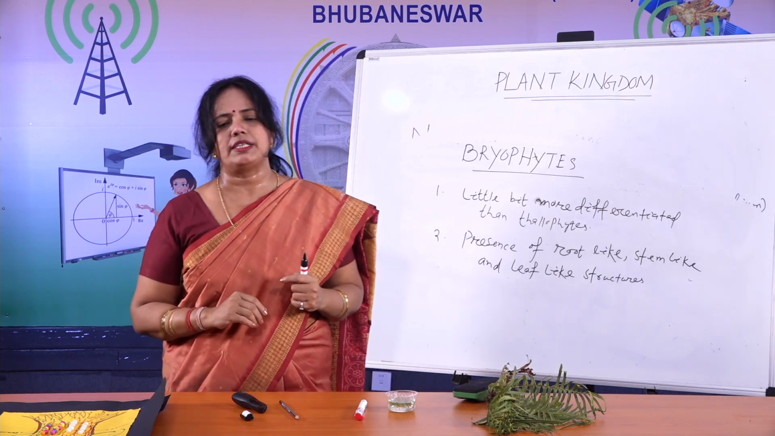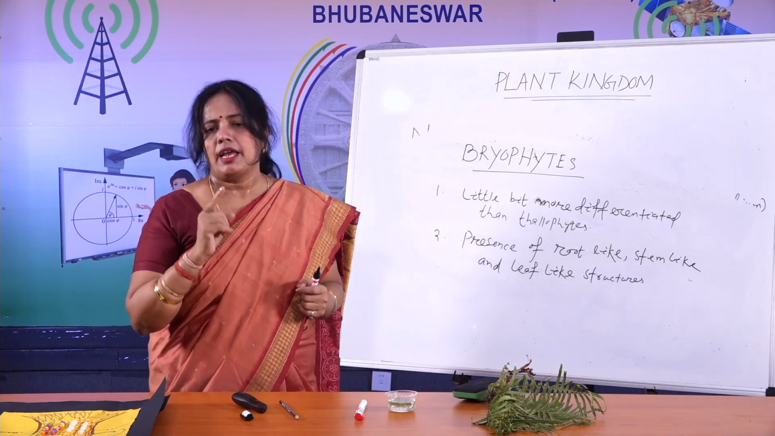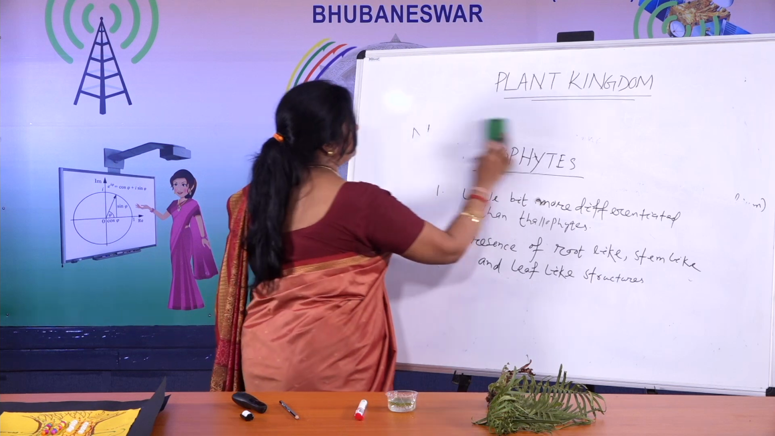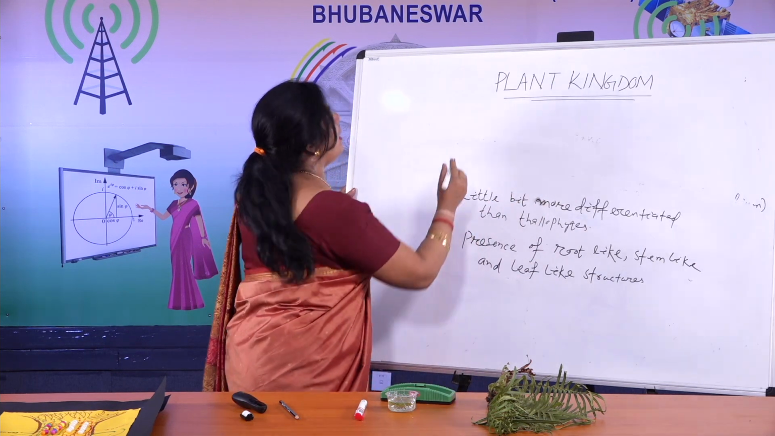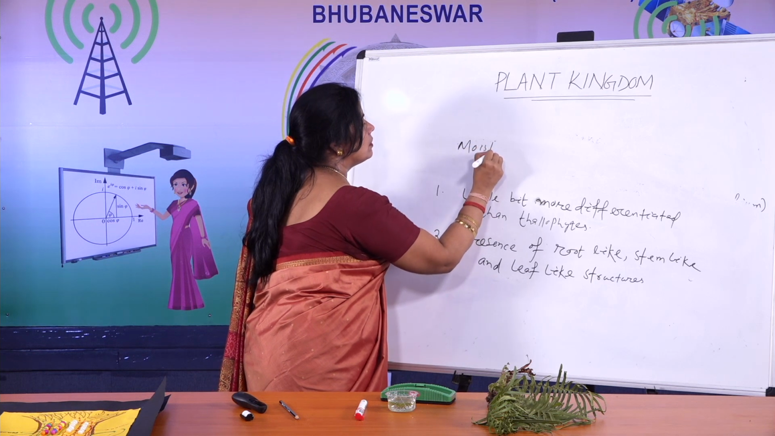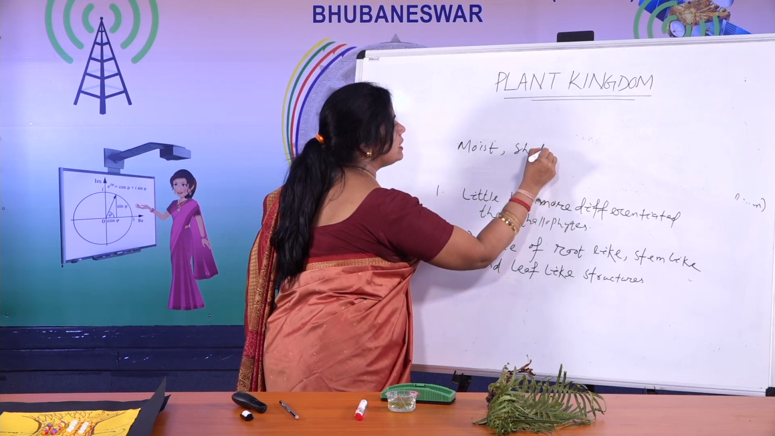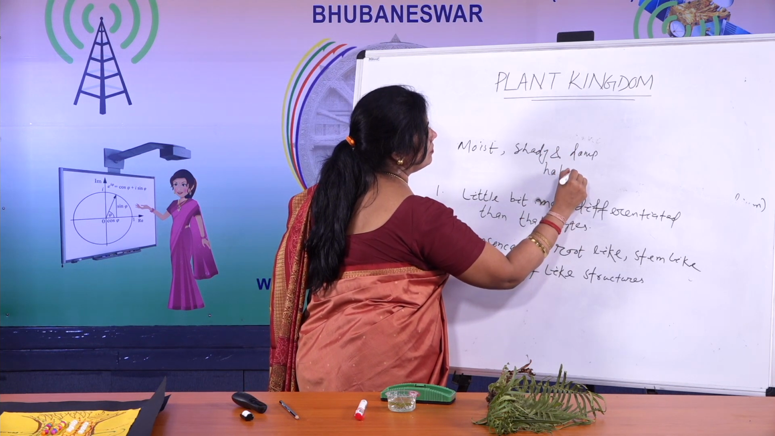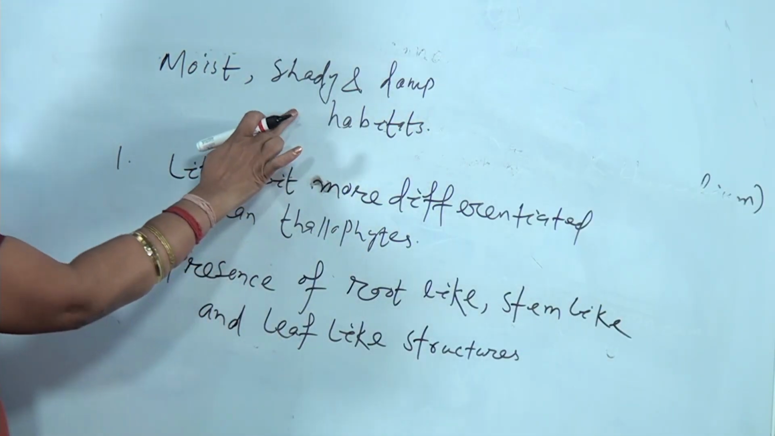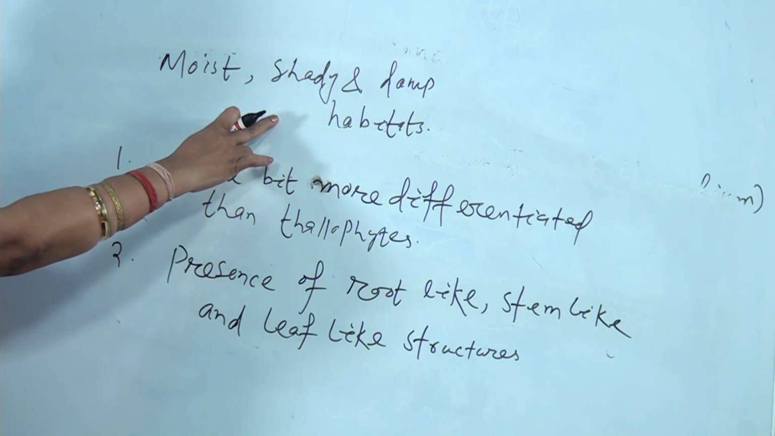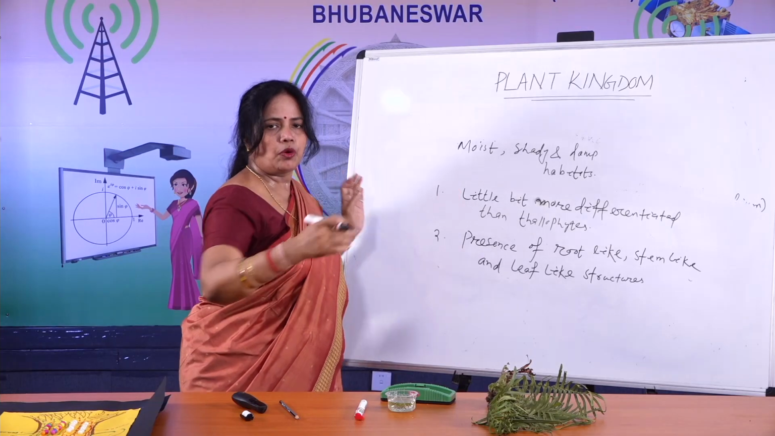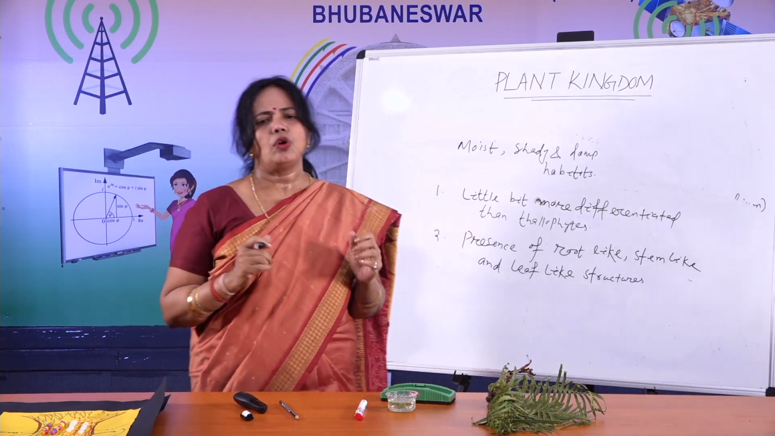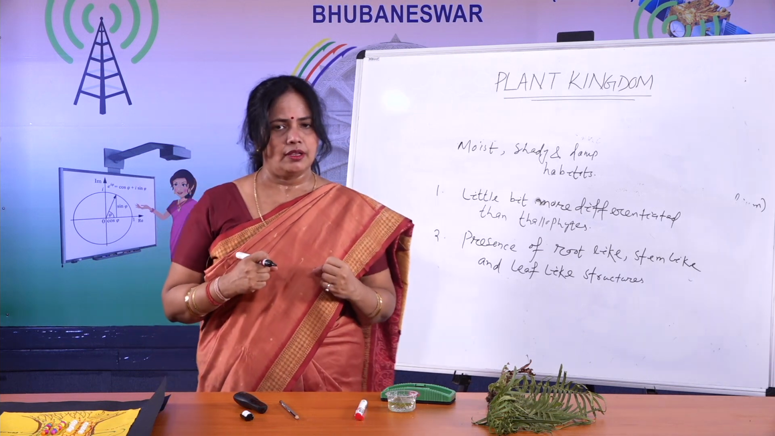So usually the bryophytes are found in shady, moist and damp habitats, so that they can obtain the environment moisture, and if they are near the aquatic bodies, then only their sexual reproduction can happen. So how does sexual reproduction occur in case of bryophyta or bryophytes?